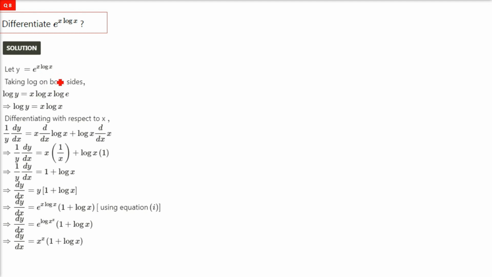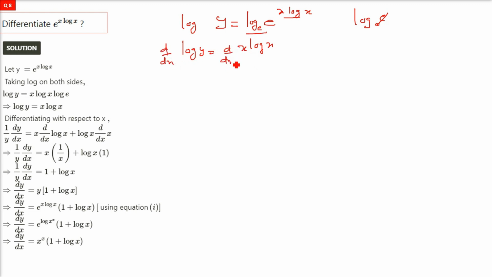Next is differentiate e to the power x log x. So this is a question you can try yourself, but those who have some intent of understanding, y is equal to e to the power x log x. I am taking log on both the sides. So this x log x will come in front. So log y will be x log x times log base e of e. So log base e of e is nothing but e to the power 1 is e. So you can just write it as x log x, because log base e is 1 only, as the property of log goes. Now let us take the d by dx of this both sides.